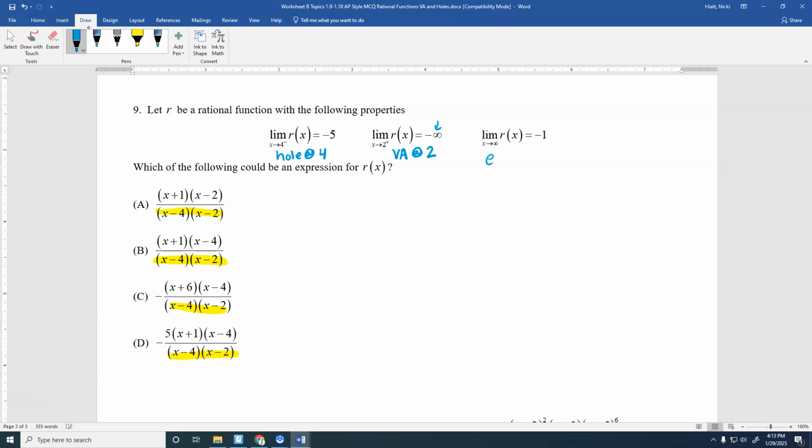This is end behavior right here because x is approaching infinity, so the right side should approach negative 1.